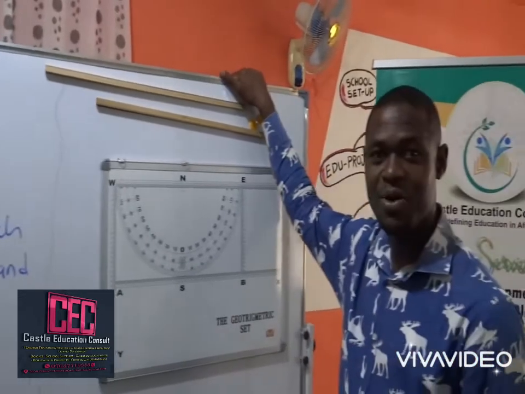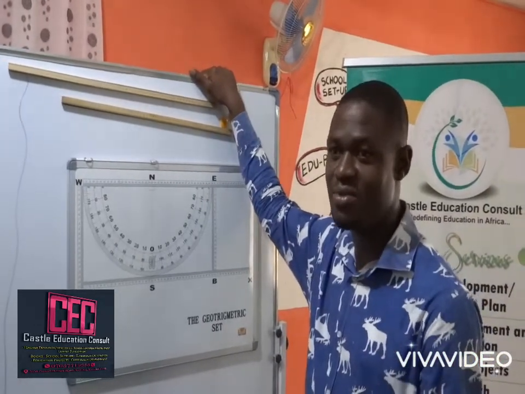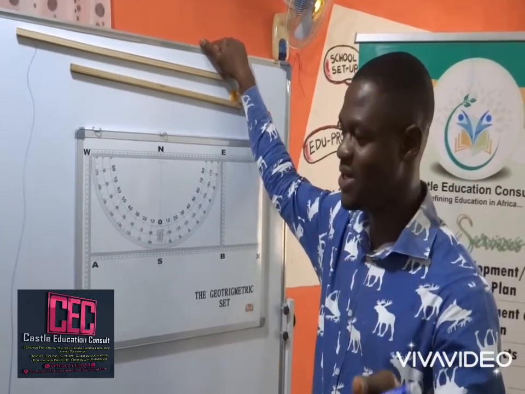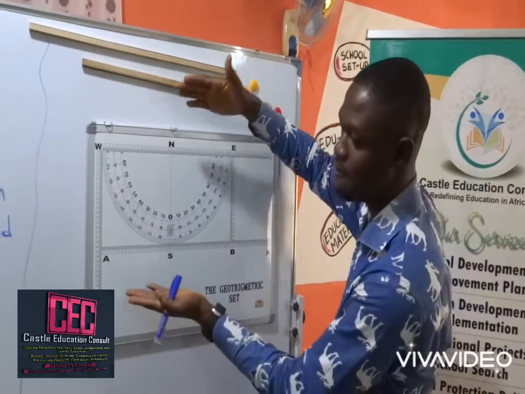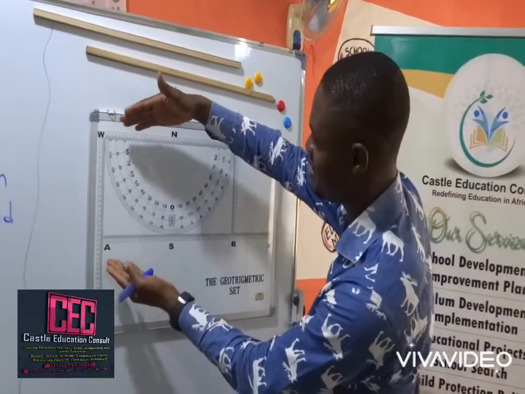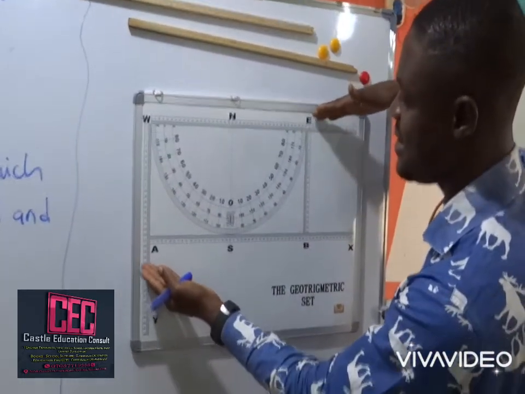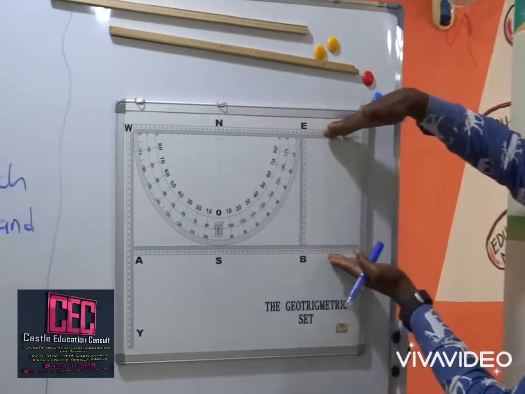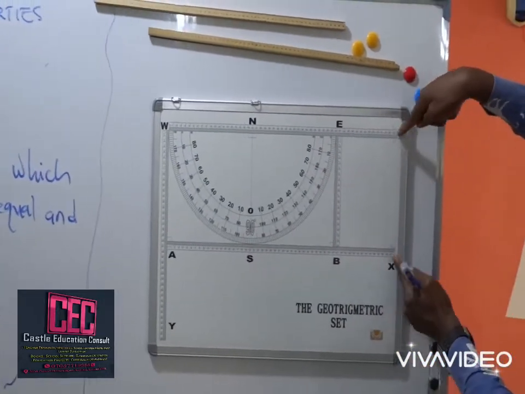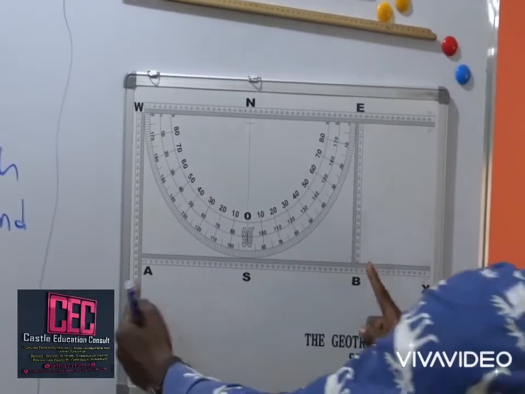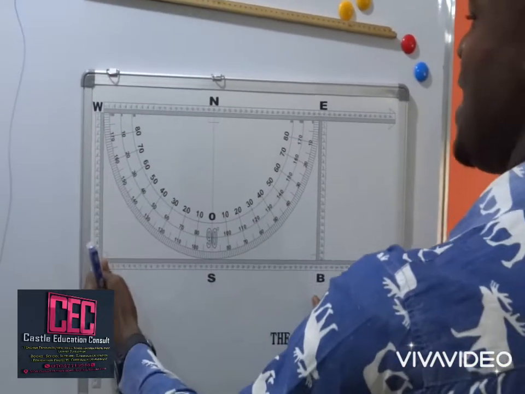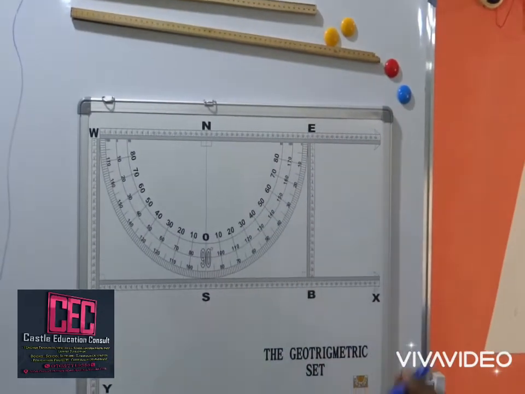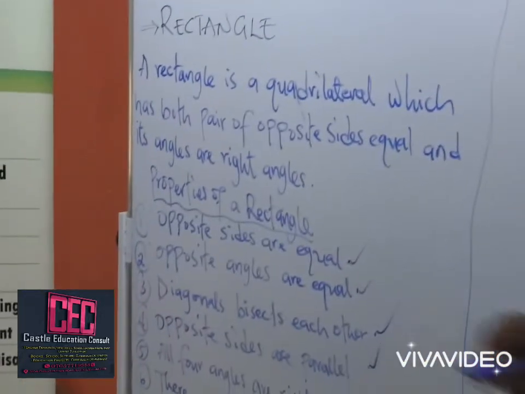What are parallel lines? Parallel lines are two or more straight lines that, if you project them in the same direction, will never meet. So in this case, we are told that opposite sides are parallel. WE and AB are opposite sides, and they are parallel because if you continue projecting them as we see here, they will never meet. The same thing would happen if we continue projecting WA and EB upward. They will never meet. So it means that property number 4 is true.